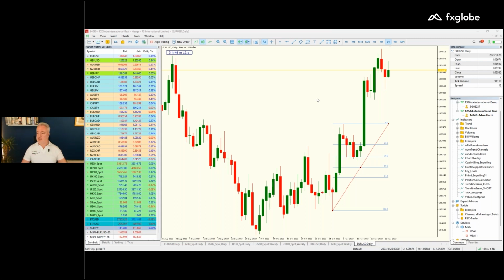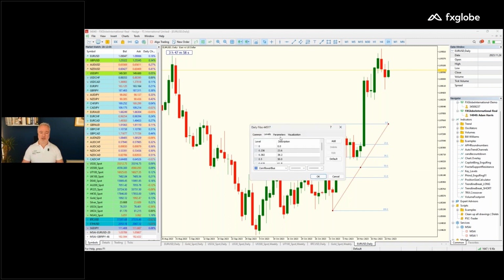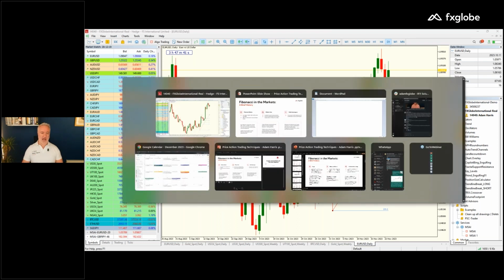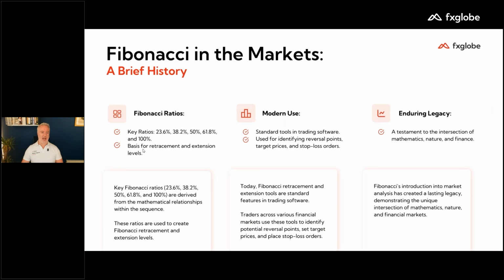So what I was going to say here is, once we just place this on, you'll see there's actually default numbers that have been created in here. We've actually got the default levels. We've got 23.6, 38.2, 50, which is strictly speaking not actually a Fibonacci number, but it is a midway point. It's a natural resting point. We've also got 618. So let's just go back across to the slide so we can see these different numbers here. 618, 100%, for example. And these are then the basis for retracement and extension levels.